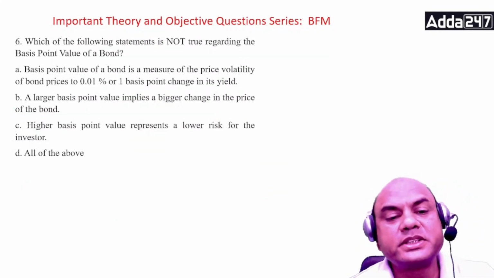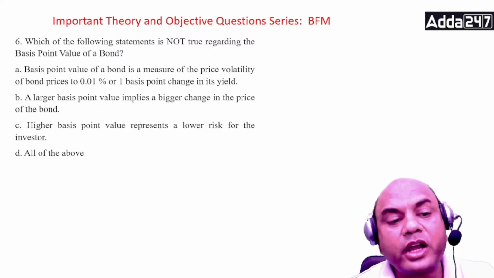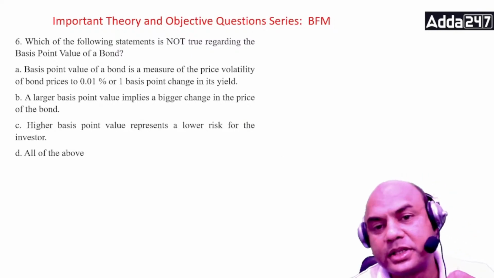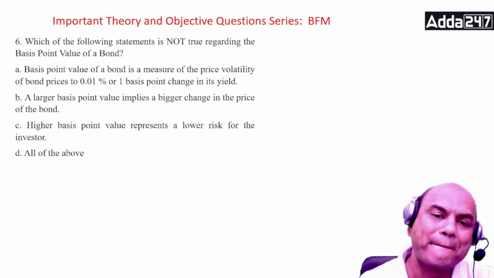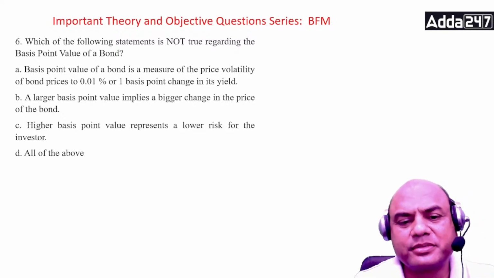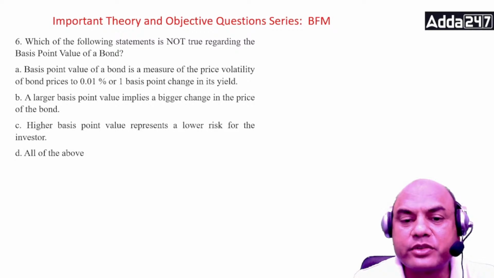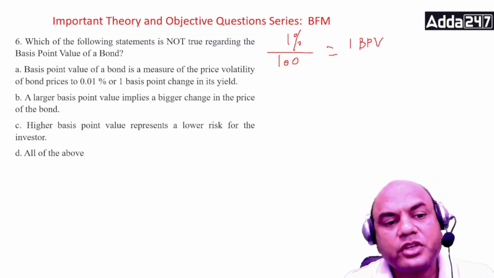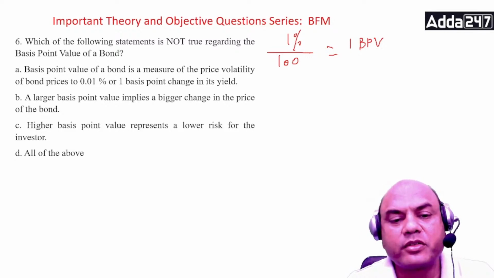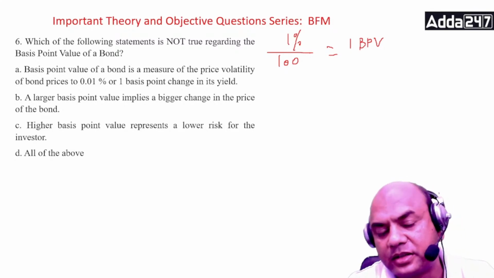Which of the following statements is not true regarding the basis point value of the bond? BPV, basis point value. Firstly, you need to understand what BPV is. I'll give you a simple example. Percentage, 1%. 1% divided by 100 equals 1 BPV. Remember this. Clear? So the basis point value of the bond is a measure of the price volatility of the bond prices to 0.01% or 1 BPV in its yield.